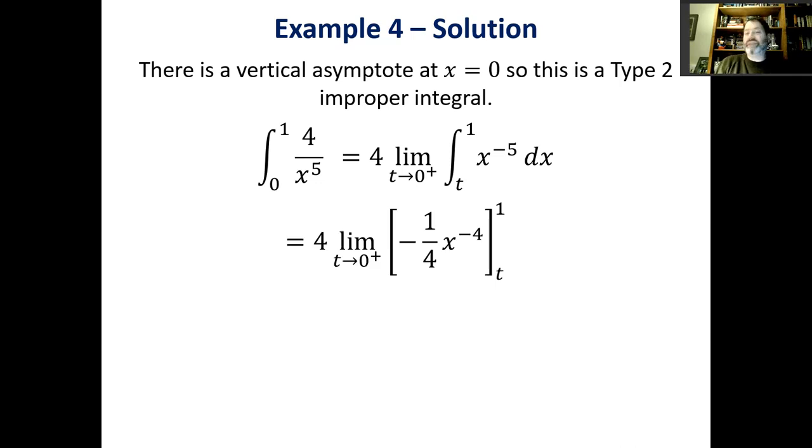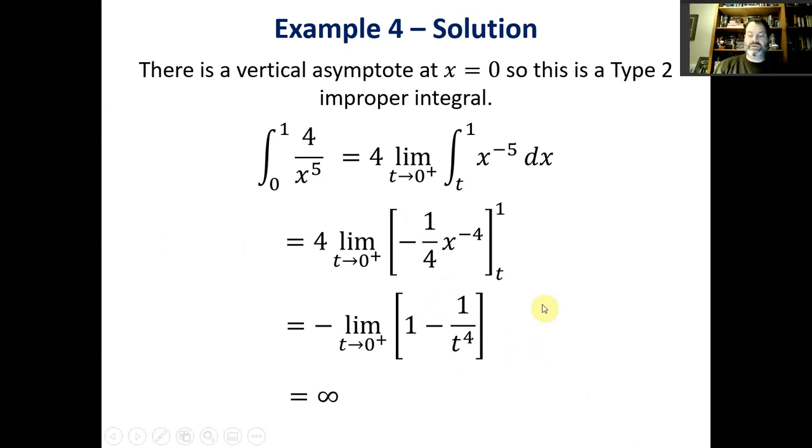Do the integral. Not a tough integral, right? Take the power up 1, divide by the new power. Plug in 1 and t. Now we can plug in 0. And what's 1 divided by 0? Well, that's infinity. So this diverges. So what we've seen is that there's at least one power of x in a denominator that diverges.